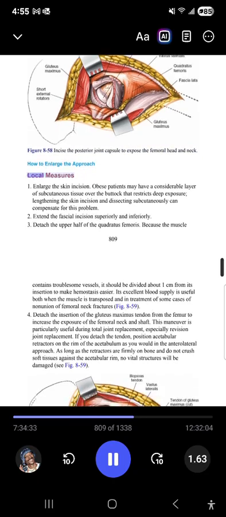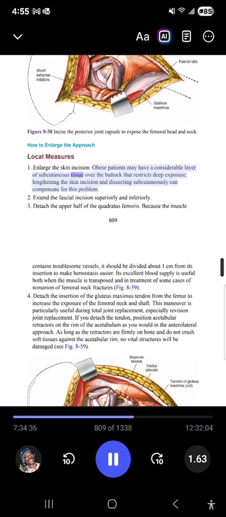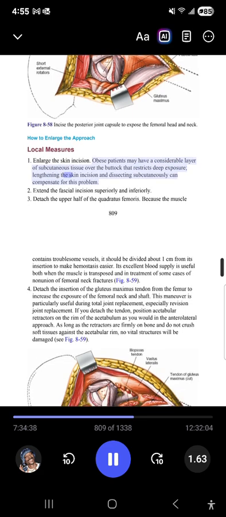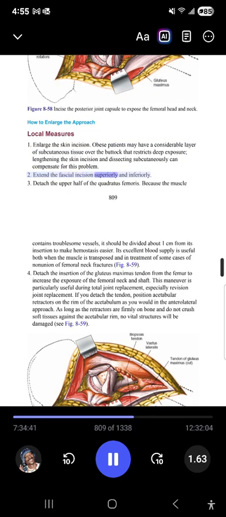How to enlarge the approach. Local measures. 1. Enlarge the skin incision. Obese patients may have a considerable layer of subcutaneous tissue over the buttock that restricts deep exposure. Lengthening the skin incision and dissecting subcutaneously can compensate for this problem. 2. Extend the fascial incision superiorly and inferiorly.